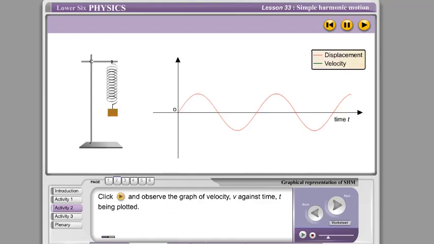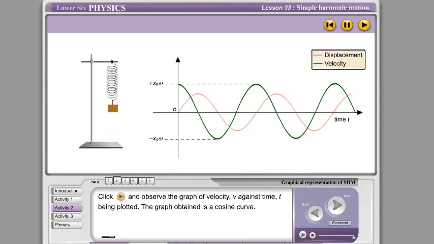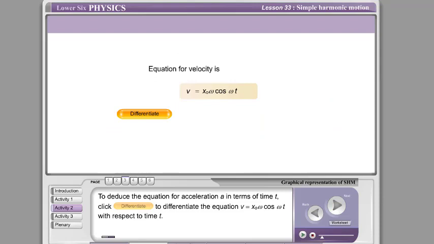Click the play button and observe the graph of velocity v against time t being plotted. To deduce the equation for acceleration a in terms of time t, click differentiate to differentiate the equation v equals x0 times omega times cos omega t with respect to time t.